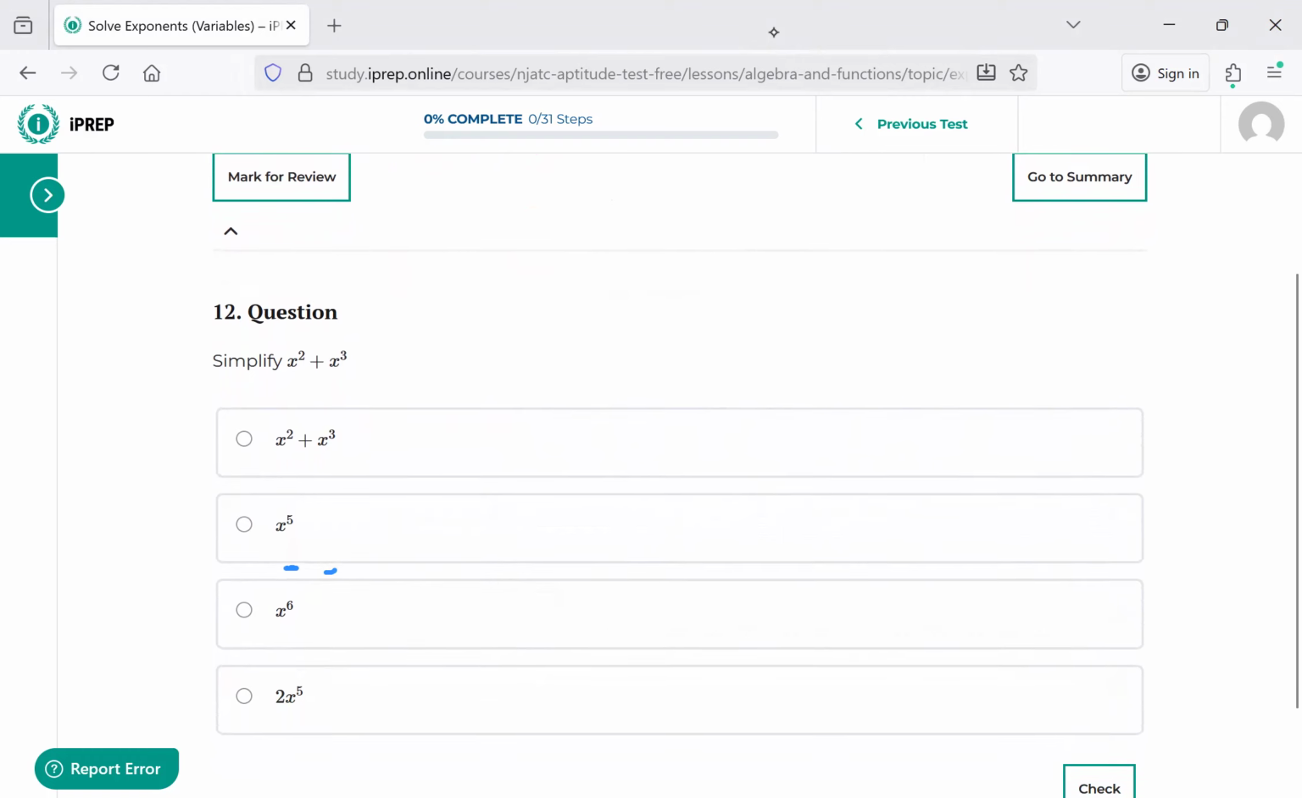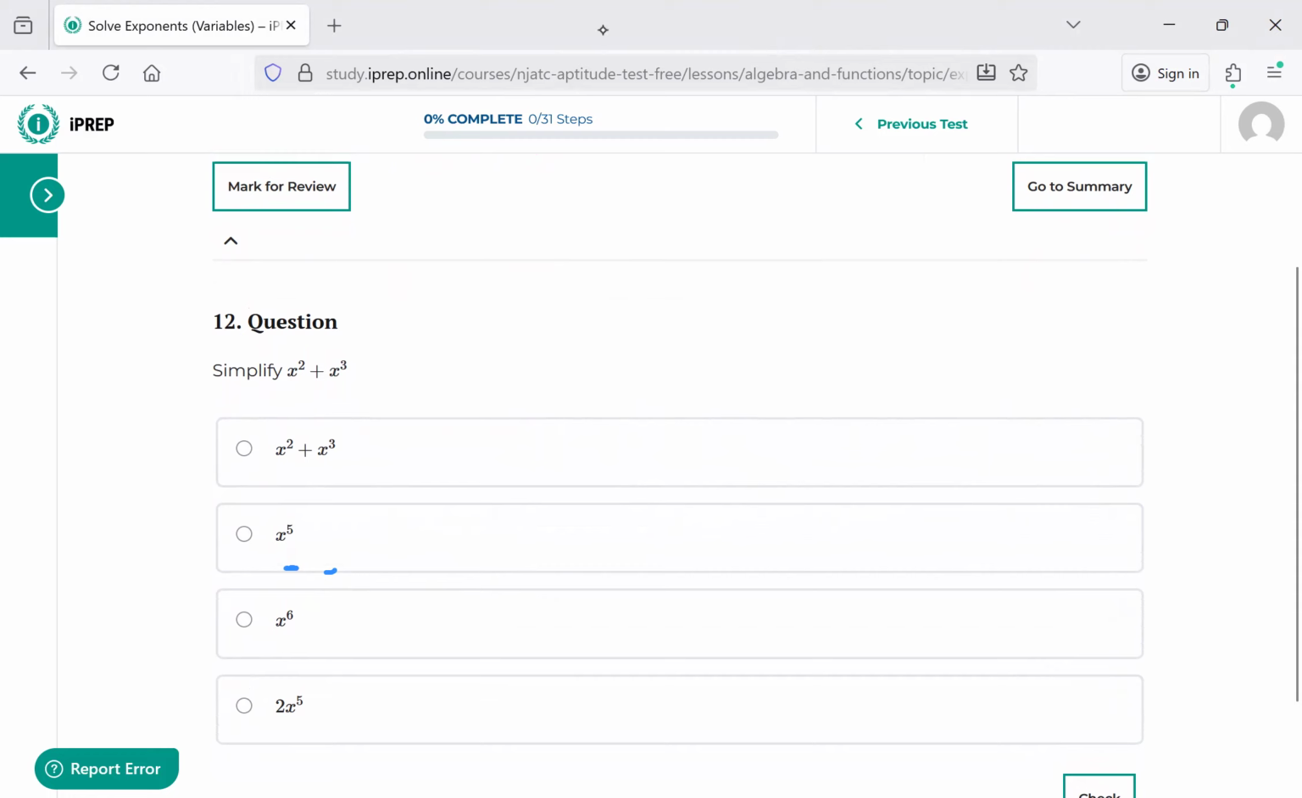Now, if it were the same exponent, for example x cubed plus x cubed, you can combine them. You just add the coefficients. This has a coefficient of 1 and 1, so that would be 2x cubed. But unfortunately, these have different powers. This is a power of 3. This is a power of 2. You can't do much. It has to be the first one because you can't simplify it any further.